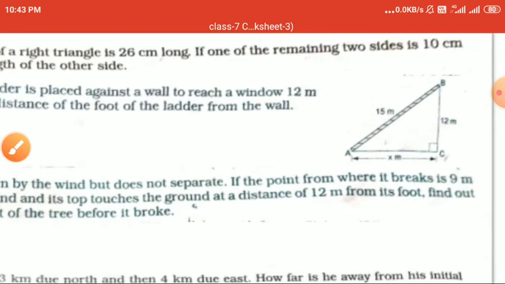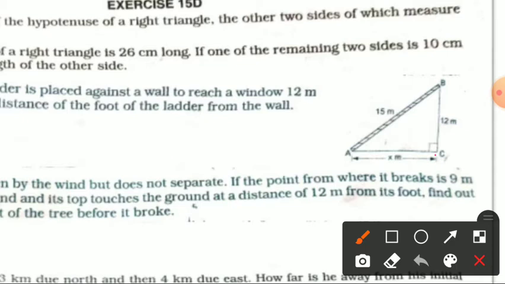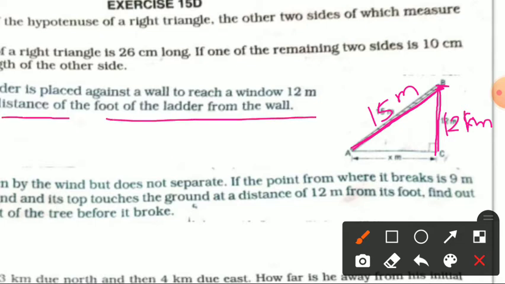Observe the figure. A ladder is placed against a wall to reach a window 12 meter high. So this is a wall and there is a window at point B. Till this window this ladder is placed, which is 15 meter long, and the window's height from the ground is 12 meter. Now at what distance is the foot of the ladder from the wall?